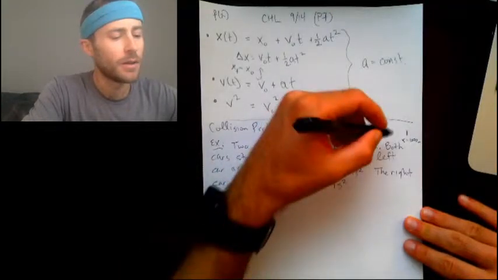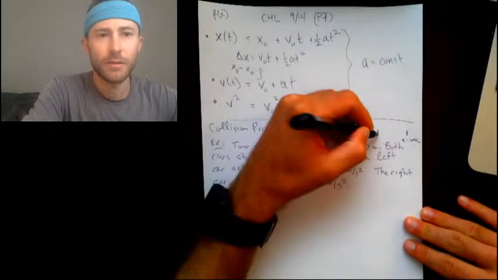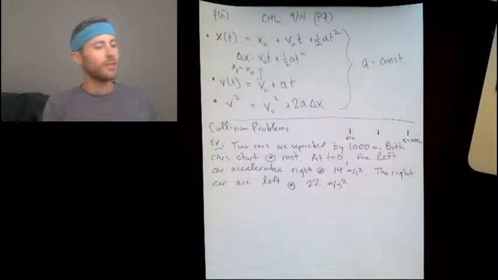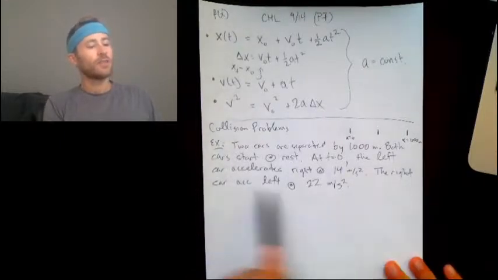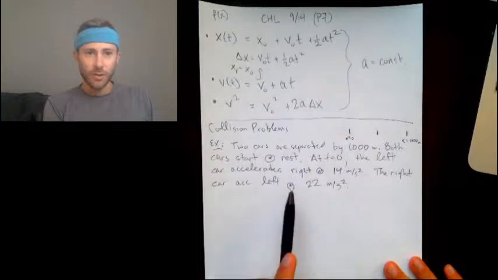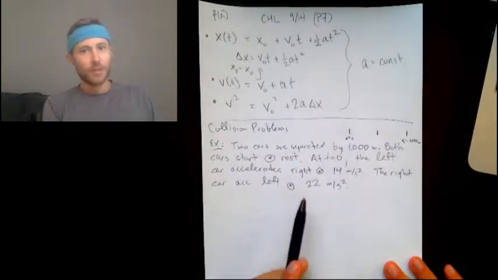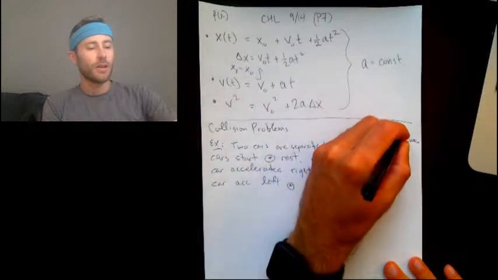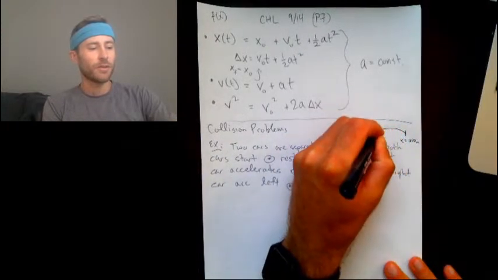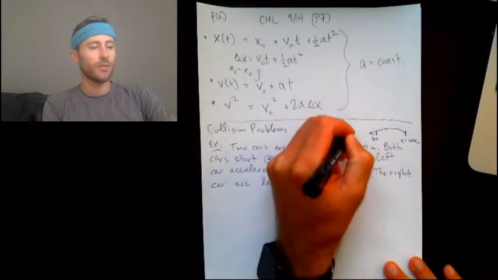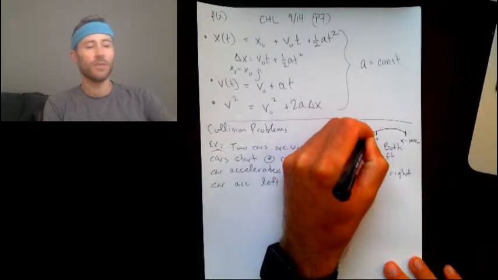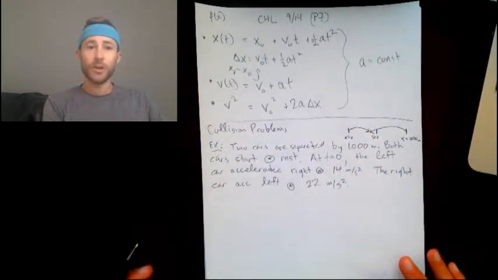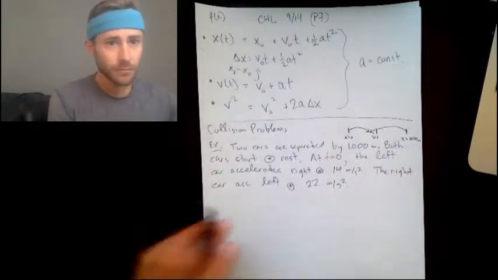If they both have the same acceleration, then they would meet exactly in the middle. But we can see that the right car has a greater acceleration than the left car. So that means that they're going to accelerate, but the right one's going to travel further. And so the collision is going to be somewhere to the left of the center. Okay? So we're going to figure out where is the collision.